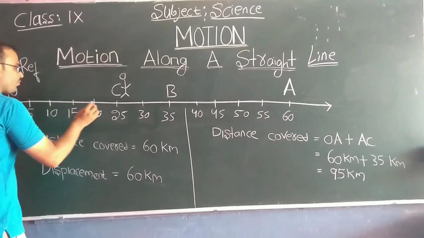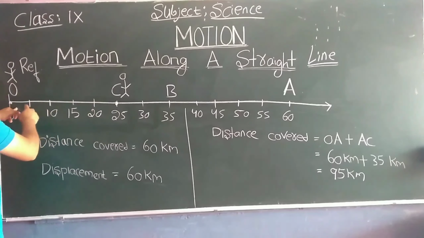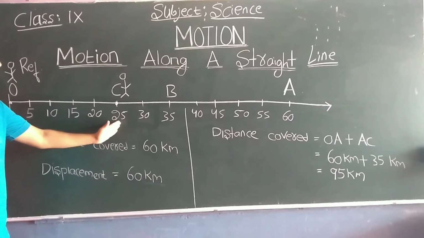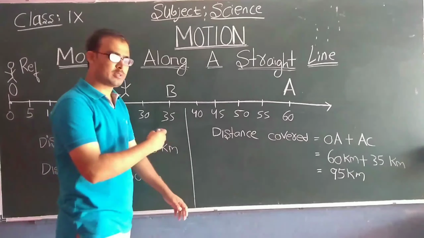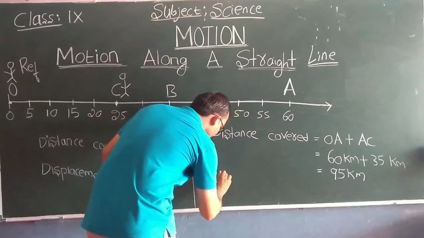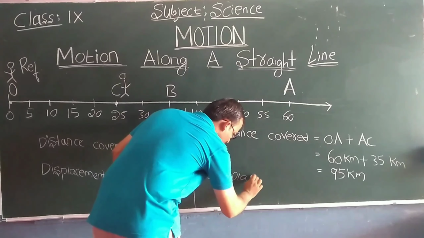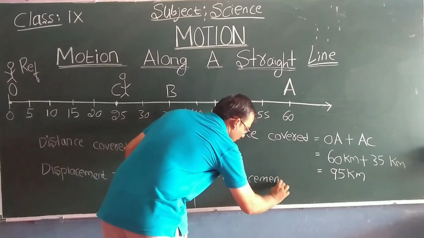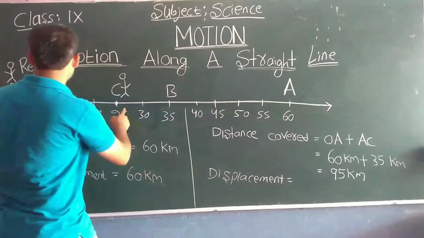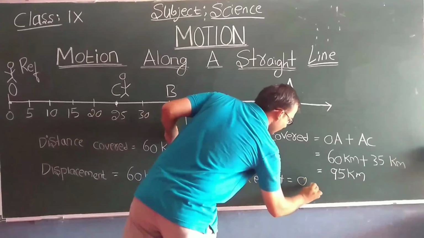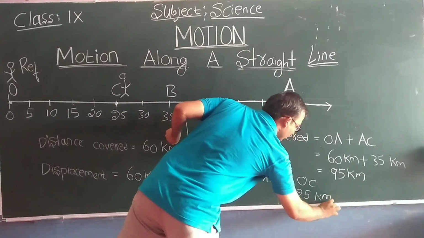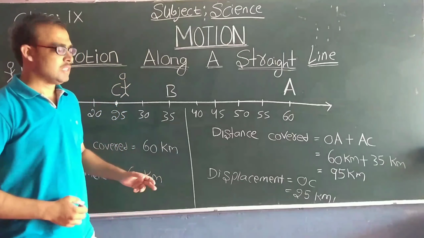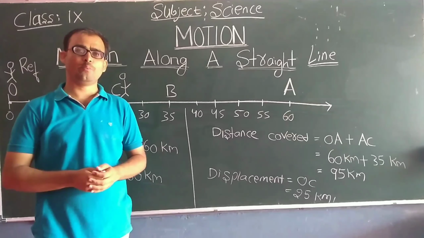Look here, what is the distance between these two points? 25, no? That is 5, 10, 15, 20, 25. So what is displacement in this case? Displacement is OC, how much is OC? 25 kilometer. So in this case the displacement is 25 kilometers.